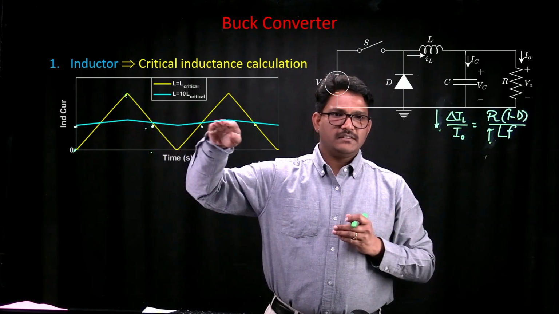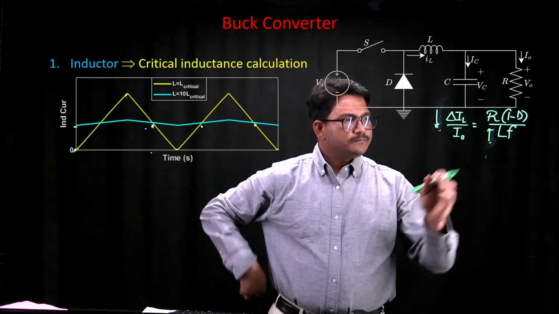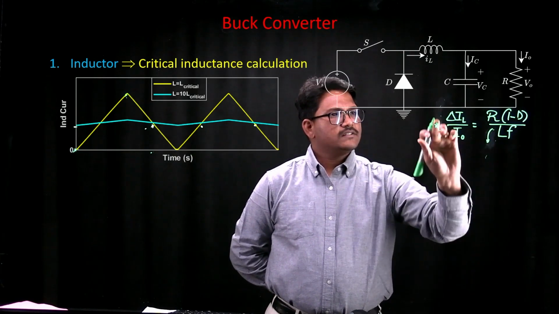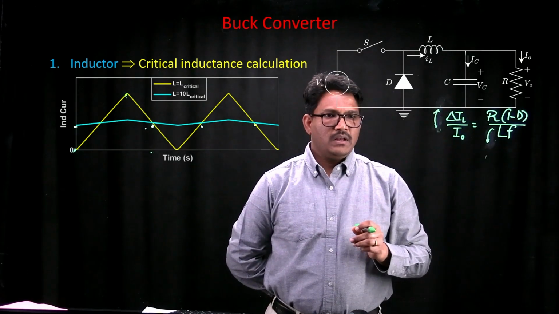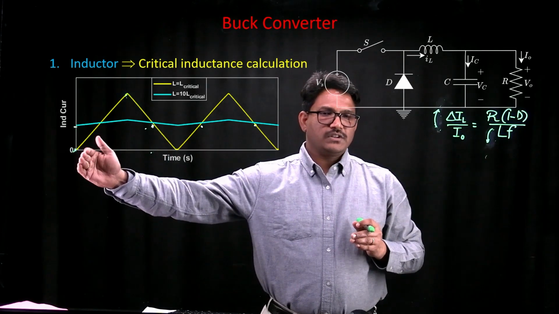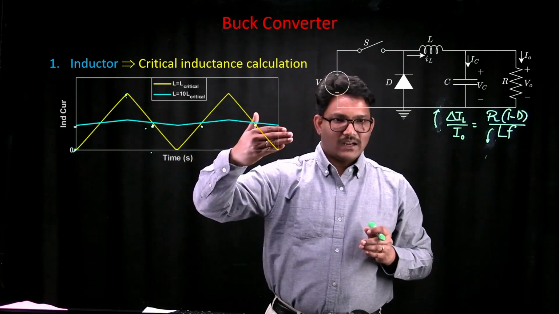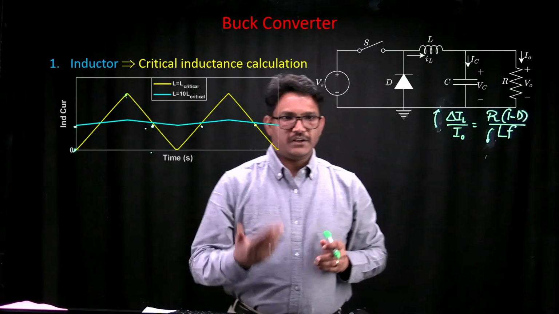You can see that in this case, your output current is almost DC. But if the values of the inductance are low, then your output ripple current is going to increase. And there will be a point where your output current oscillates between 0 and maximum value. And if you go beyond that level, then your output current becomes discontinuous.